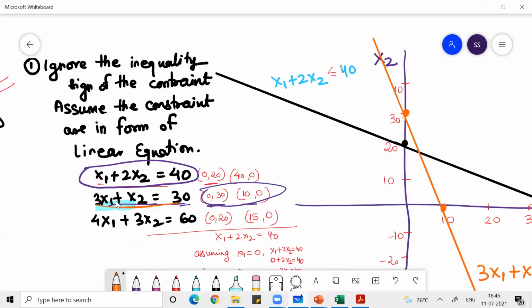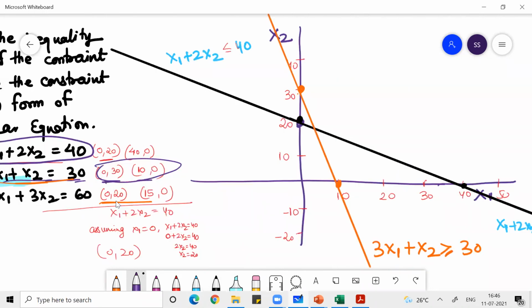Okay, now coming to the third equation. The third line has points (0, 20), the same as before, and (15, 0). So (15, 0) would be this. I hope you understand me. This is (15, 0).